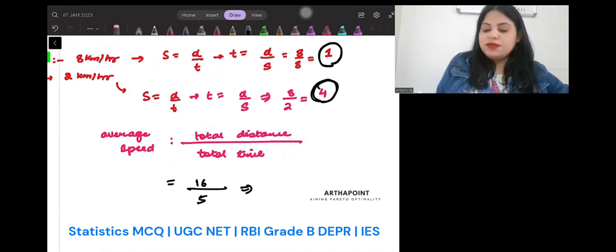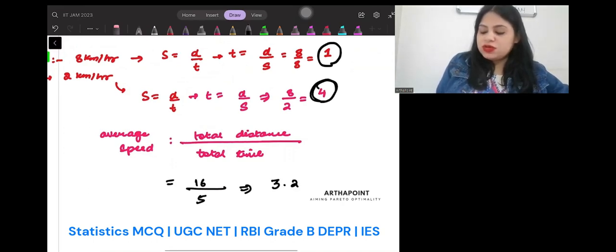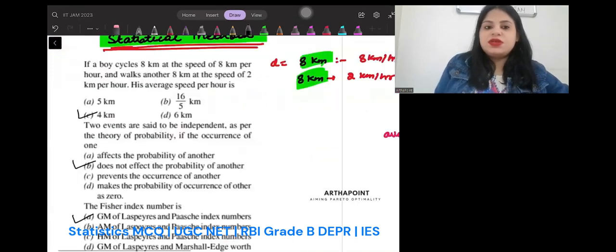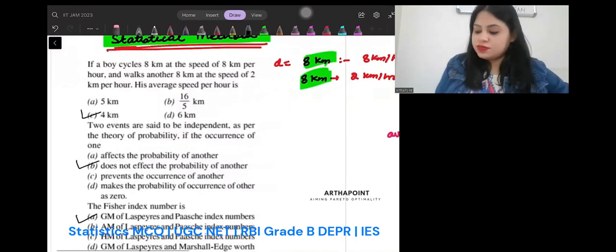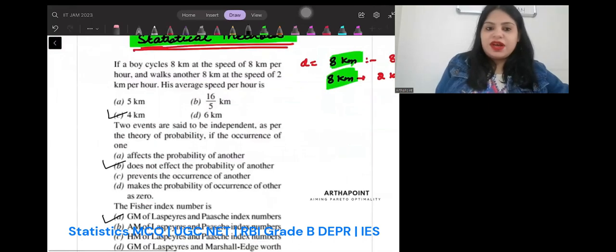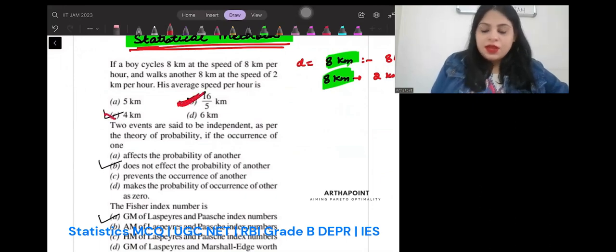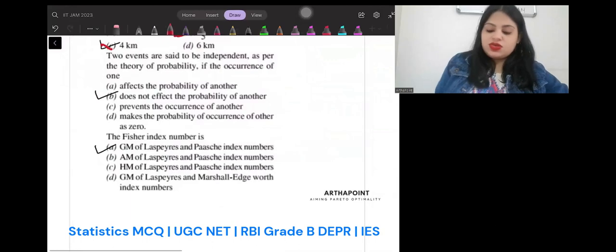So this will be 3.2 kilometer per hour as your average speed. 16 by 5, answer should be B. Please avoid this, this is not the correct answer. Answer is 16 by 5, B. Okay, come to the next question.